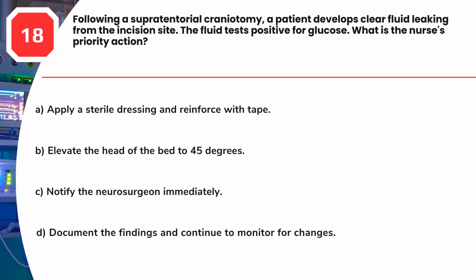Question 18. Following a supratentorial craniotomy, a patient develops clear fluid leaking from the incision site. The fluid tests positive for glucose. What is the nurse's priority action? A. Apply a sterile dressing and reinforce with tape. B. Elevate the head of the bed to 45 degrees. C. Notify the neurosurgeon immediately. D. Document the findings and continue to monitor for changes.